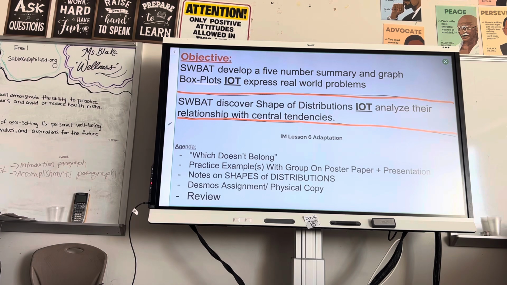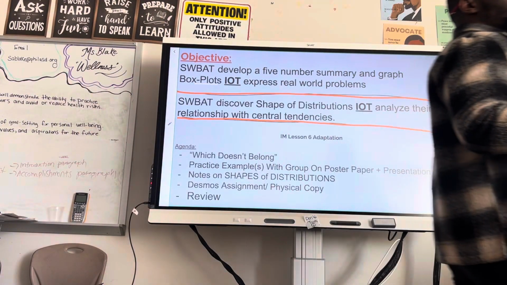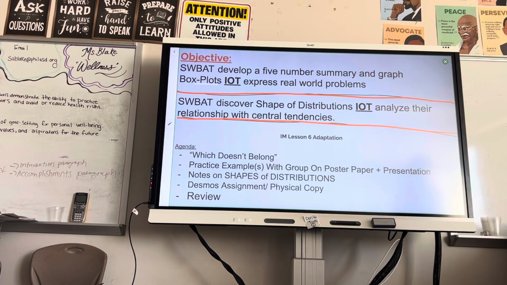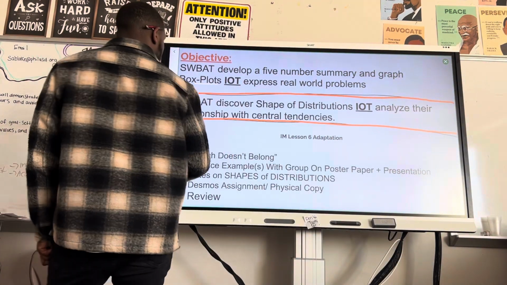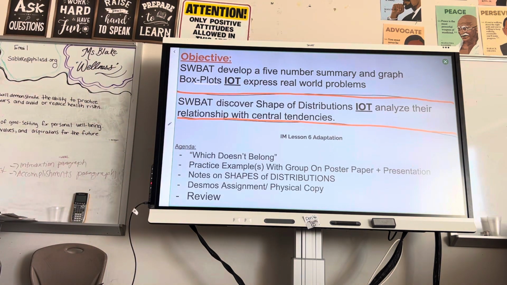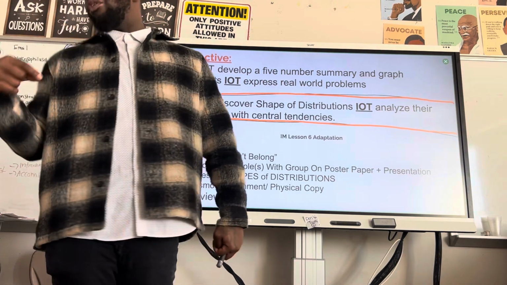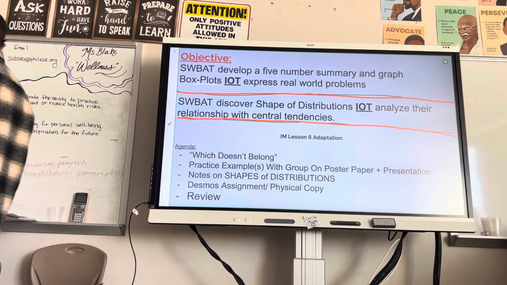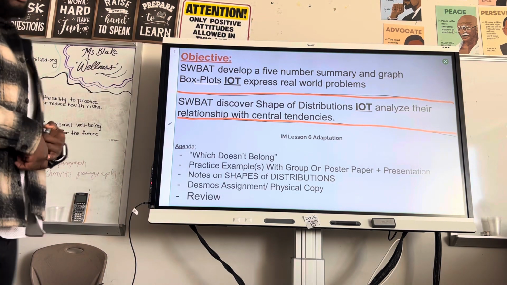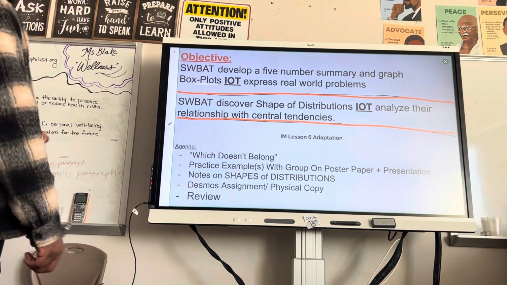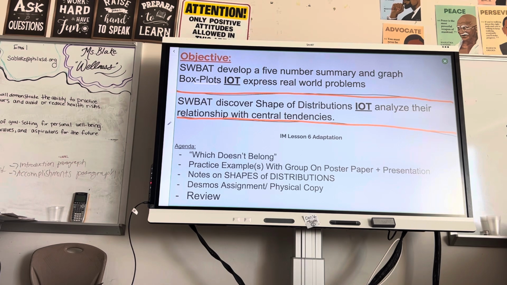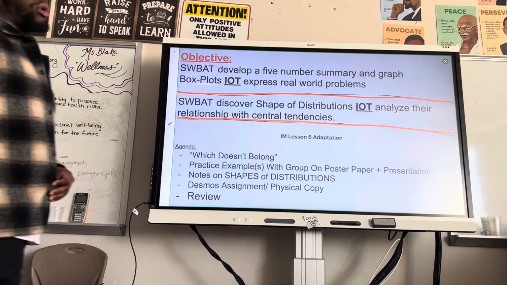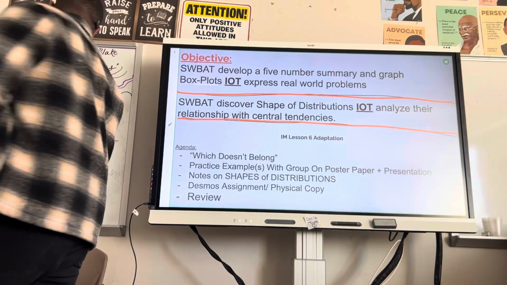All right. Next, we got practice examples with group on poster. We're gonna put something on a poster today, so we get some paper, some work on our boards, okay? And we'll do some fun stuff. Next, we got notes on shapes and distributions. I'm gonna pass those out. We'll go over it really quickly, and then we'll move on into the decimals assignment, which you didn't have, and work on a physical copy assignment. The practice examples will also be on the poster board. Anybody got questions about that? And we'll go over some quick review and reflection at the very end of today's class.